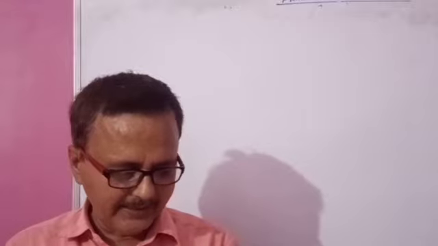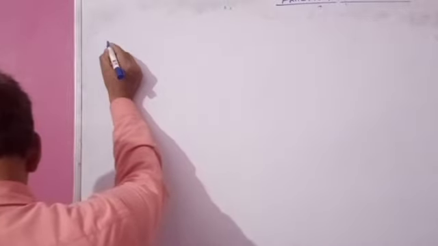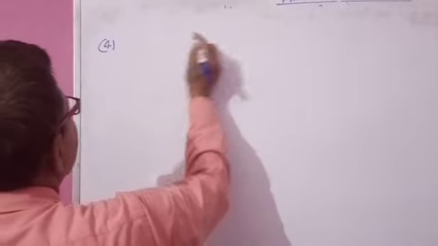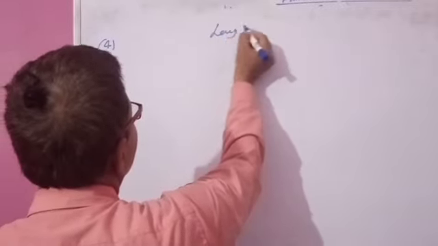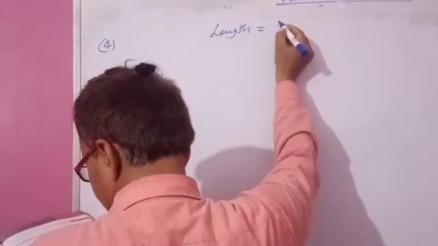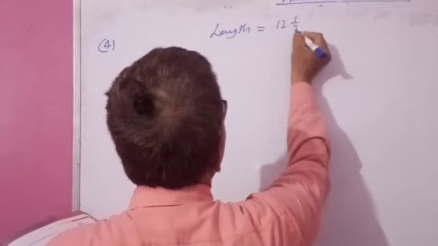Number 5. A rectangular sheet of paper is 12 whole 1 upon 2 centimeters long and 10 whole 2 upon 3 centimeters wide. Find its perimeter. Perimeter equals... the length is given. The length is 12 whole 1 upon 2 centimeters.